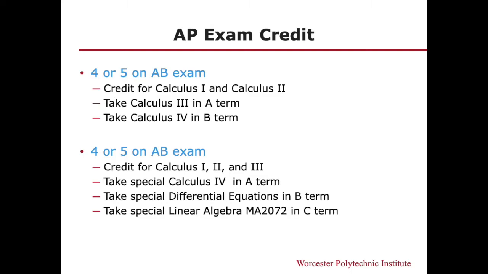And then there's a special differential equations freshman only section in B term, and a special accelerated linear algebra called Math 2072 in C term for the cohort of students coming in with a 4 or a 5 on the BC exam.